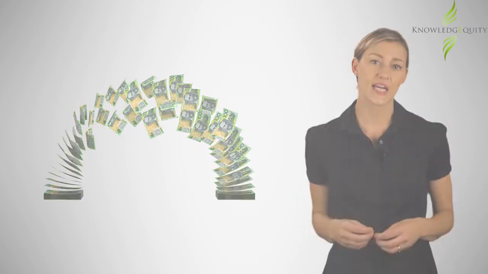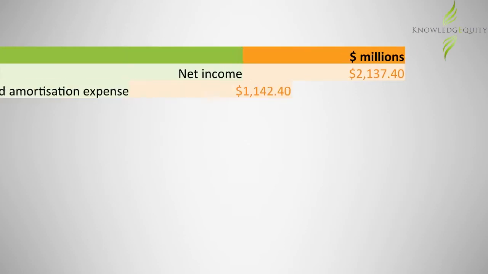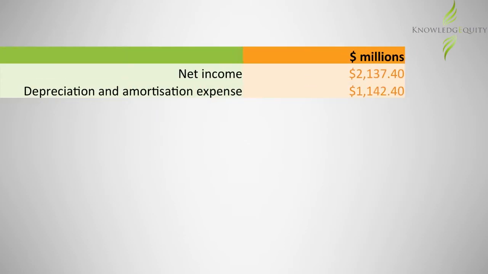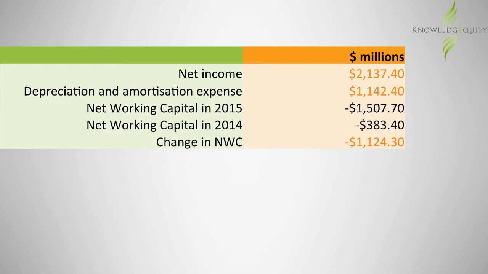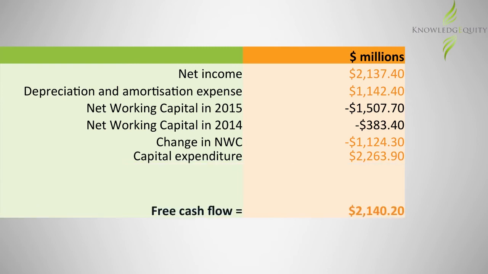We work out free cash flow by taking net income, adding back depreciation and amortisation expense, deducting changes in net working capital, and then deducting capital expenditure. For Woolworths, we work out that free cash flow is $2.14 billion, indicating that Woolworths has a healthy amount of cash remaining after accounting for capital investment.